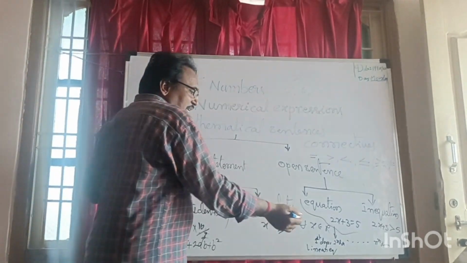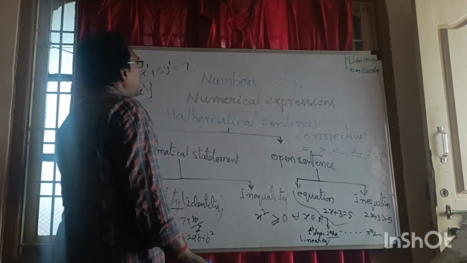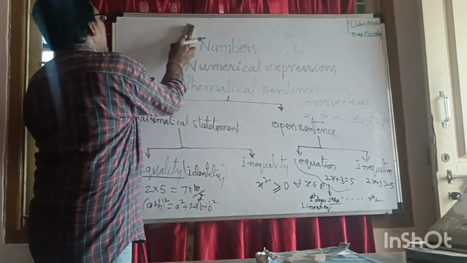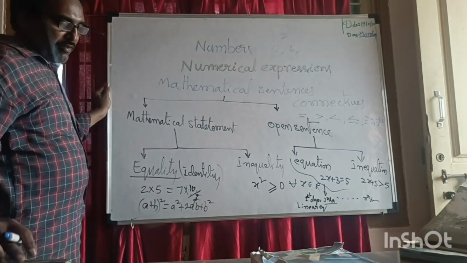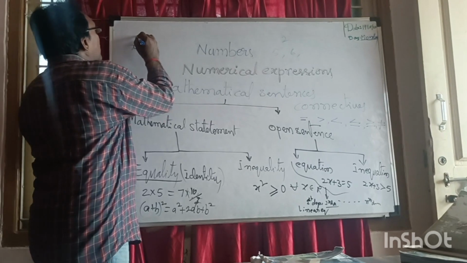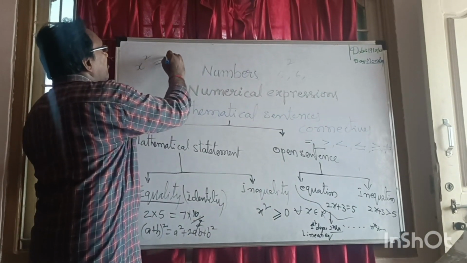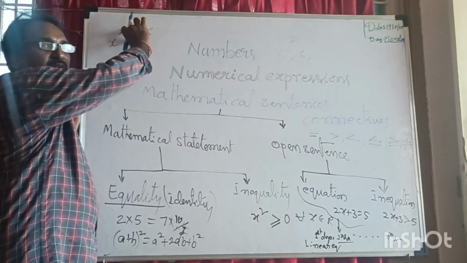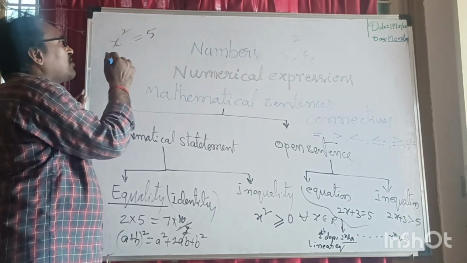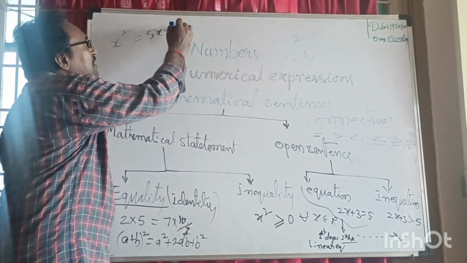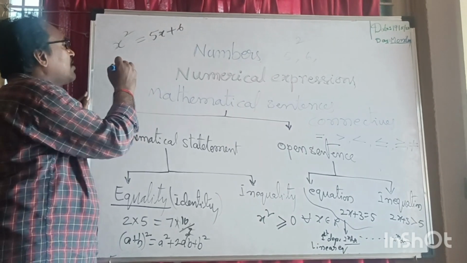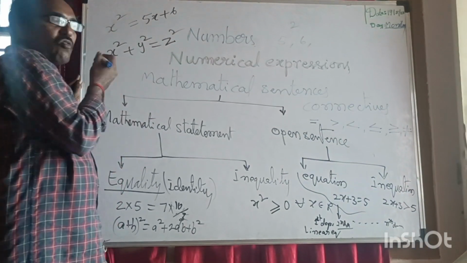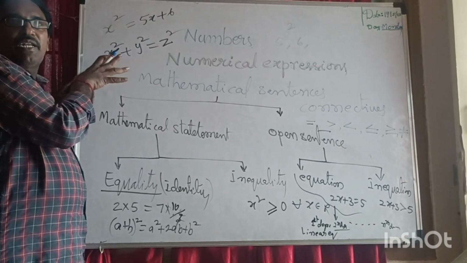Similarly, second degree equations are called quadratic equations. Second degree means you have x square. For example, x square is equal to 5x plus 6. Since we are saying equation, the equal to sign should be there. This is also a second degree equation. x square plus y square is equal to z square is also a quadratic equation, but you have three variables.